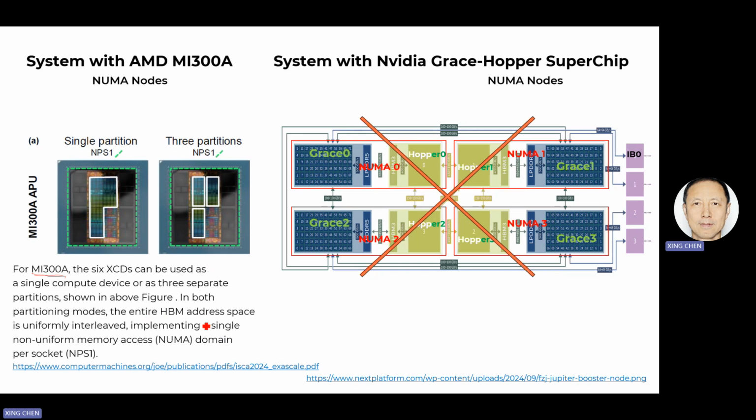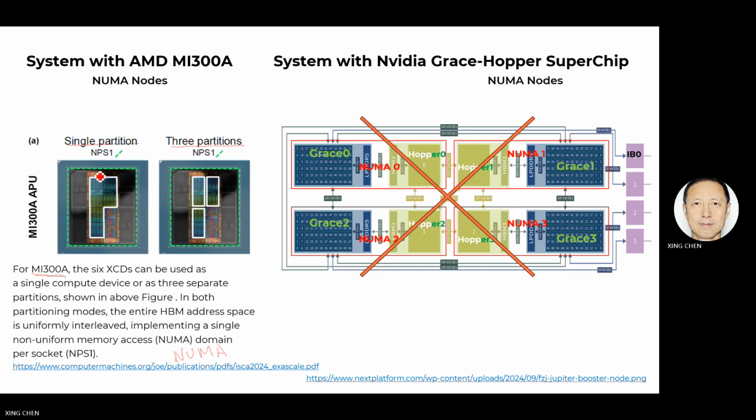Because here the NUMA node, the NUMA domain, the definition comes from the memory. It doesn't come from the partition. You have 3 partitions, you have a single partition, it doesn't matter. We need to have a look at the memory.